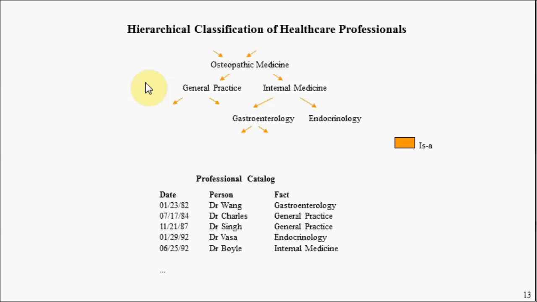Here is a hierarchical classification of healthcare professionals here. So you have general practitioners, internal medicine, so on and so forth. Assume here also that each of these categories has a list of healthcare professionals. So we see a relational table at the bottom here of exactly that. We have a name of a doctor here and a particular classification bucket they reside in.